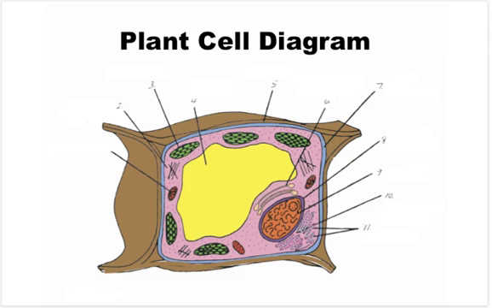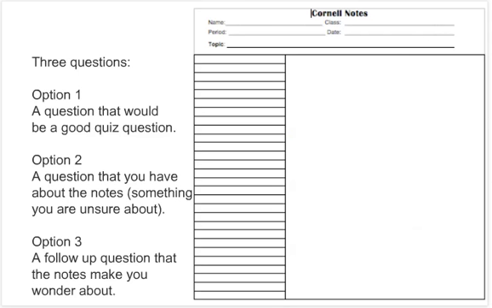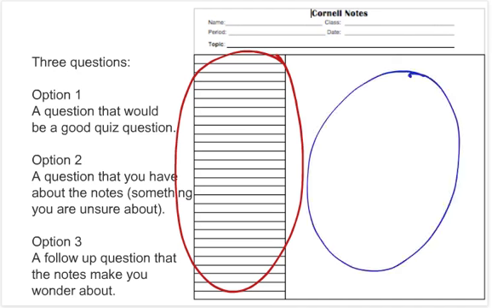Now, on the left-hand side of your Cornell notes, this is where you get to now do some processing. So you're going to take a look at your notes on the plant cell, and remember that for the left side processing part, you're to take a look at the notes that you made and come up with 3 questions.